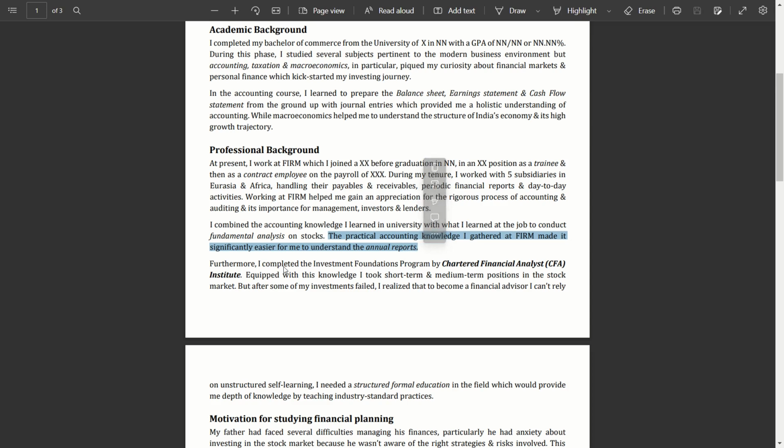So next, I go ahead with my Chartered Financial Analyst Institute's Investment Foundations Program. This is a free program, everyone can do this. I have done this, and the function of this paragraph is to show that I am interested in finance and financial planning. It is another reason for me to apply for a financial planning program. I am not doing this just because I want a salary, but I am passionate about this field itself. So this is what these two paragraphs are trying to convince.